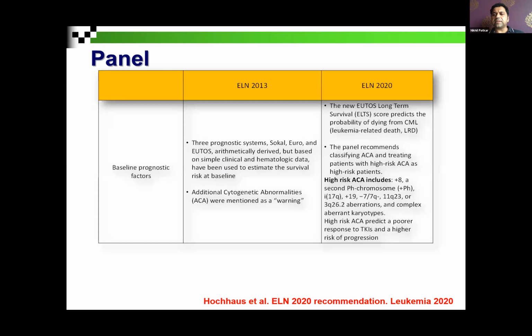Yeah, but not a problem, Nikhil. It's there in ELN 2020. You can see it on your screen. So I think they've defined those as high-risk additional cytogenetic abnormalities: trisomy 8, second Ph chromosome, isochromosome 17q, monosomy 7, and 11q23 rearrangement.